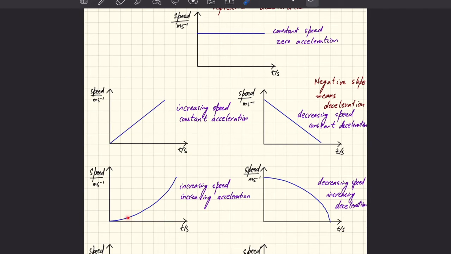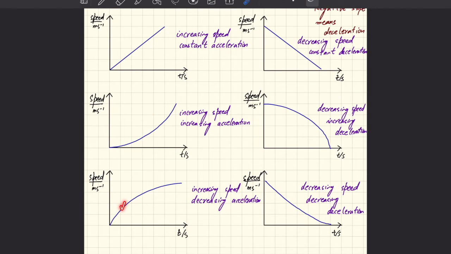Similarly, if we look at this graph, I can see speed is increasing, but being curved, the rate is not constant. And it's becoming steeper later on, so I know speed is increasing at an increasing rate. Hence, the acceleration is increasing. Here, the speed is decreasing, again at an increasing rate. So I would say the deceleration is increasing.